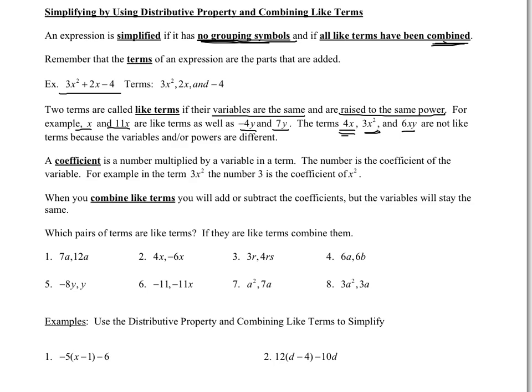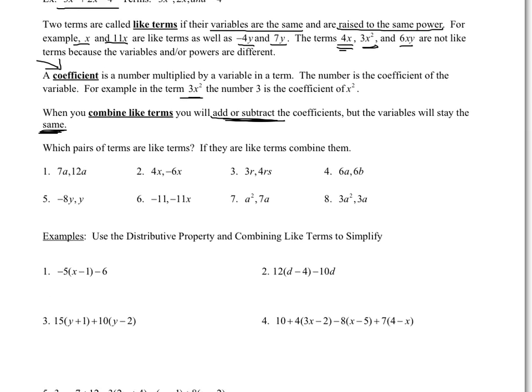Now, an important vocabulary word that you guys need to know right here is coefficient. A coefficient is a number that is multiplied by a variable in a term. The number is the coefficient of a variable. For example, in the term 3x squared, the number 3 is the coefficient of x squared. So 3 is what's being multiplied by the variable, so 3 is the coefficient. Now, when you combine like terms, you will add or subtract the coefficients, but the variable will stay the same.